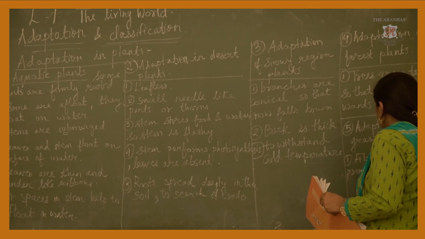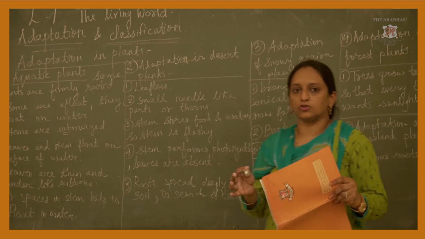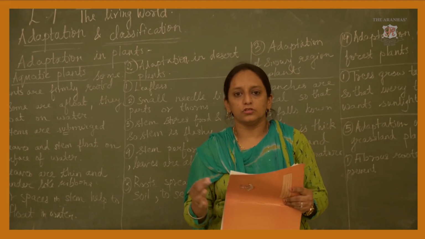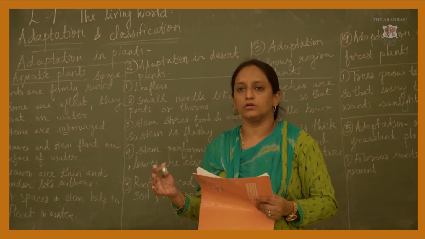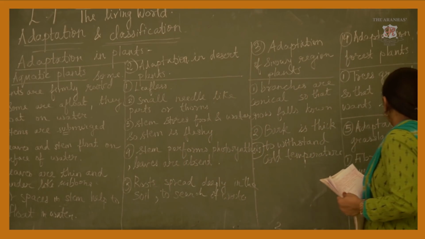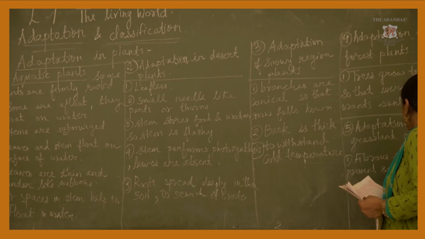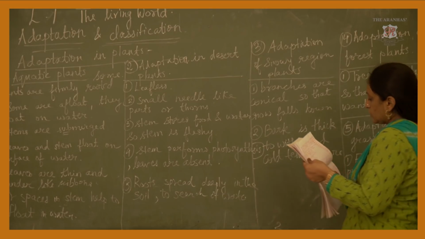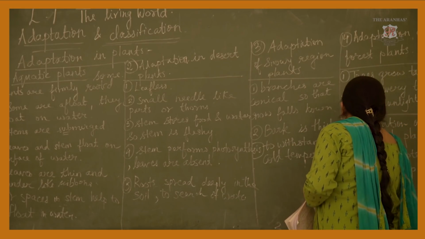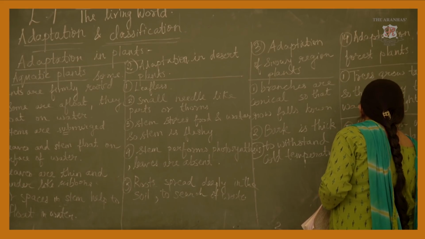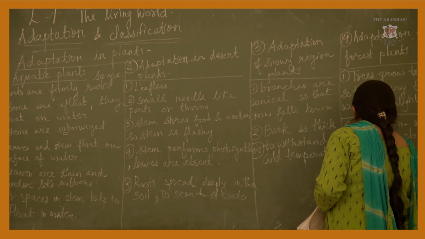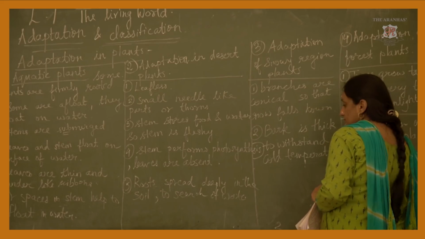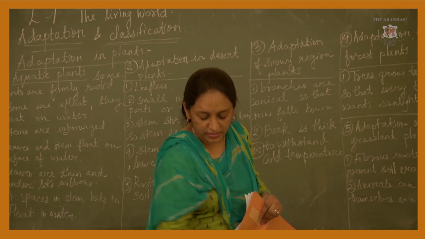So what is soil erosion? Soil erosion means the roots of the trees hold the soil firmly so that the soil is not blown away by strong winds or water, or does not fly away with the air. That is called soil erosion. Fibrous roots prevent soil erosion. And one more thing is, animals can hide themselves among the grasses.